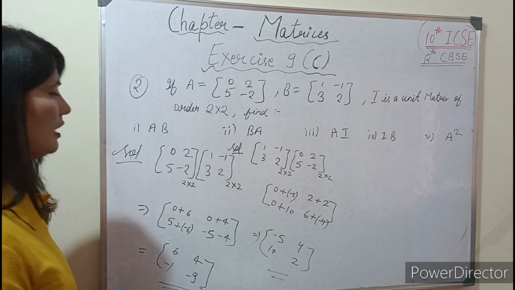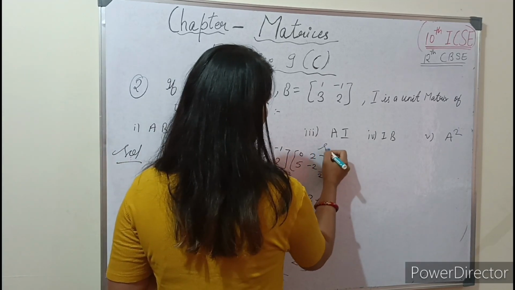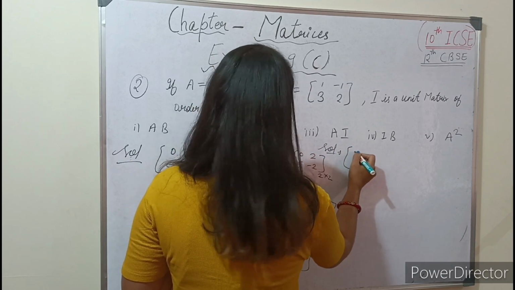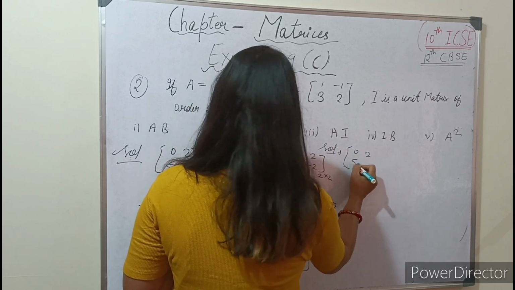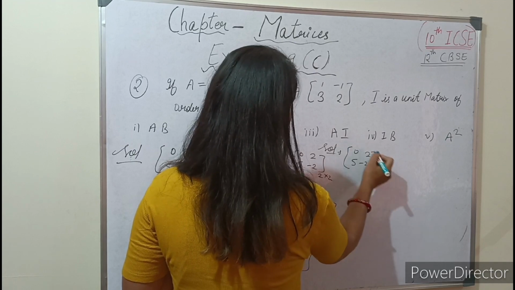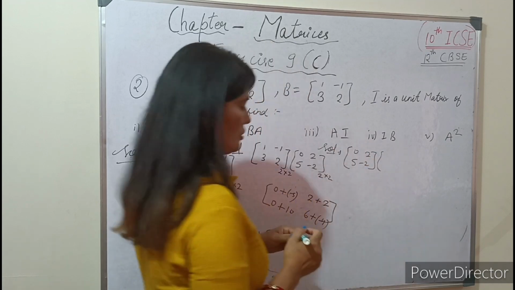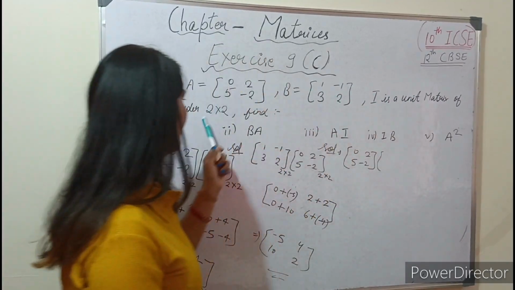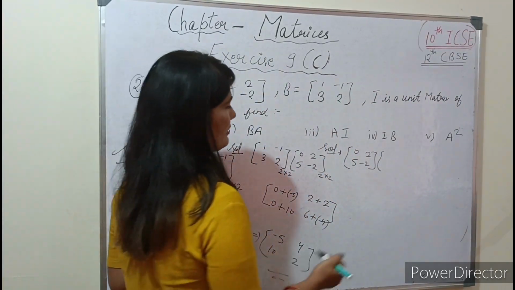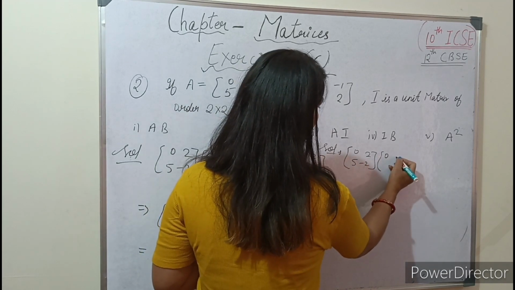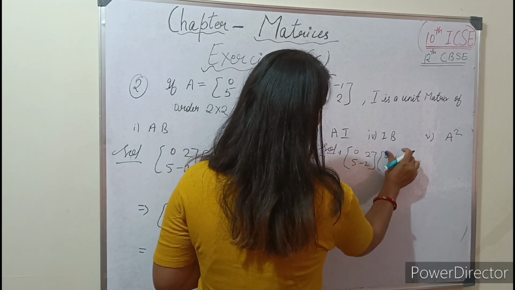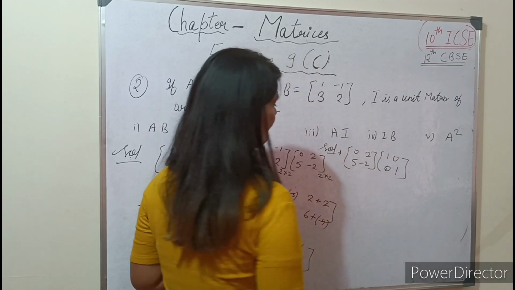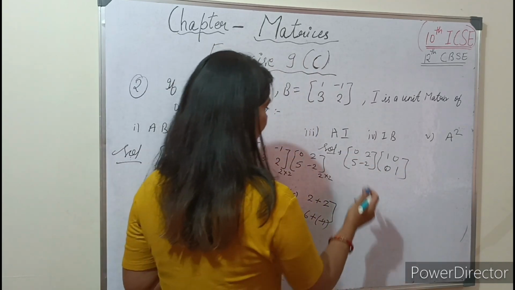Now moving to the third part. So here third part is AI now. First of all the matrix A is 0, 2, 5, minus 2. Now multiply by the I matrix. So here I, as it is given that I is a unit matrix of order 2 cross 2. Right. So here the I matrix will be 1, 0, 0 and 1. Right. Now multiply both the matrix.